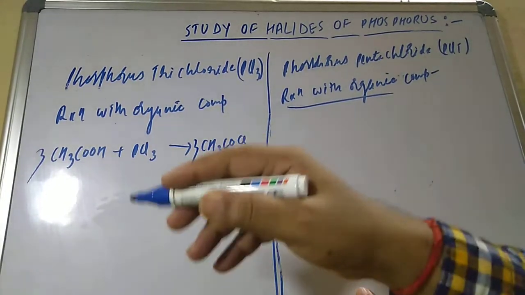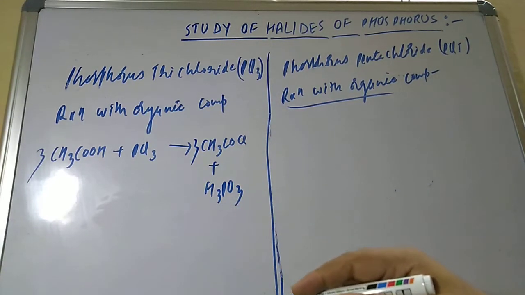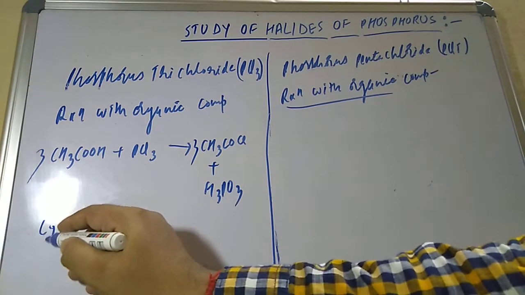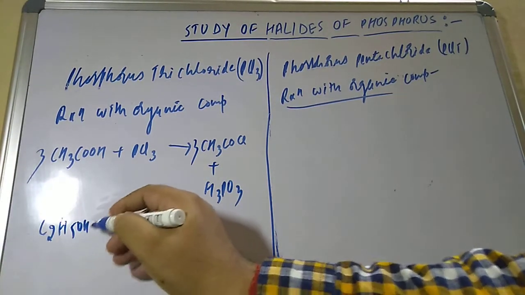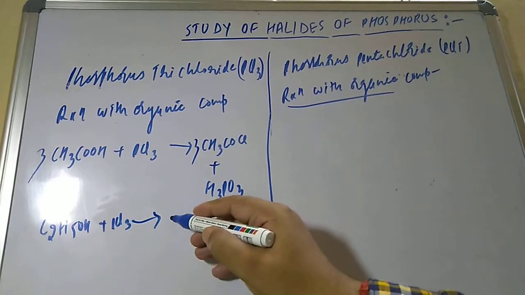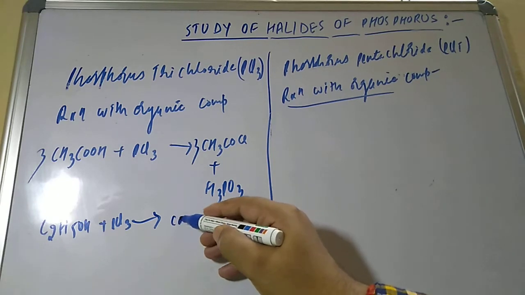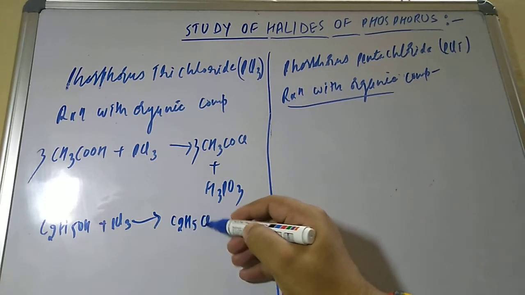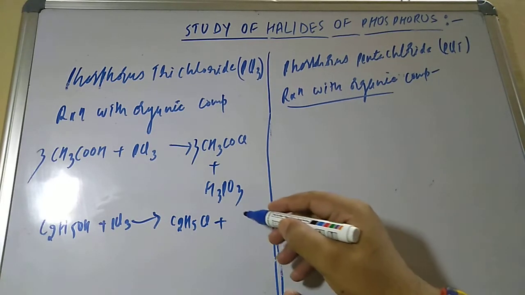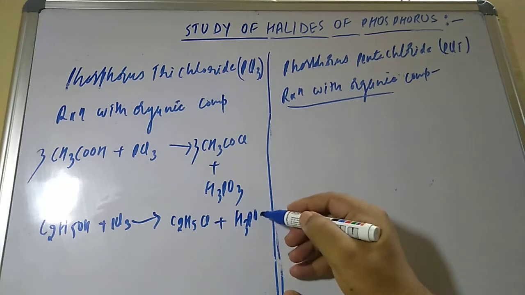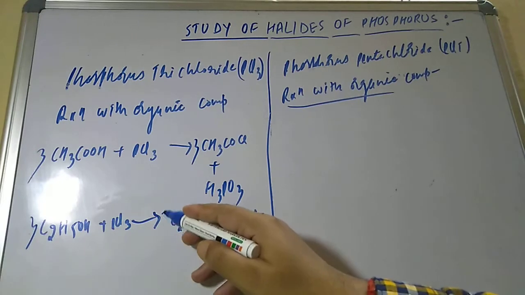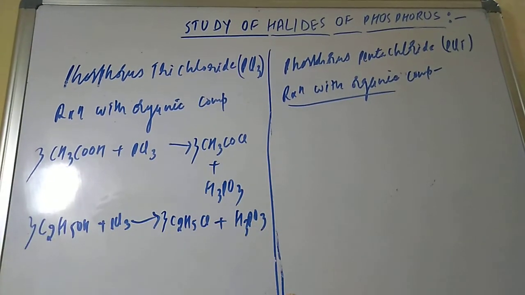Now if you go for ethyl alcohol, C2H5OH, and treat it with PCl3, what compound will it give? It will give the alkyl halide, C2H5Cl, plus H3PO3. You can balance it out by multiplying this by 3, and here also multiplying by 3. So this is the balance.